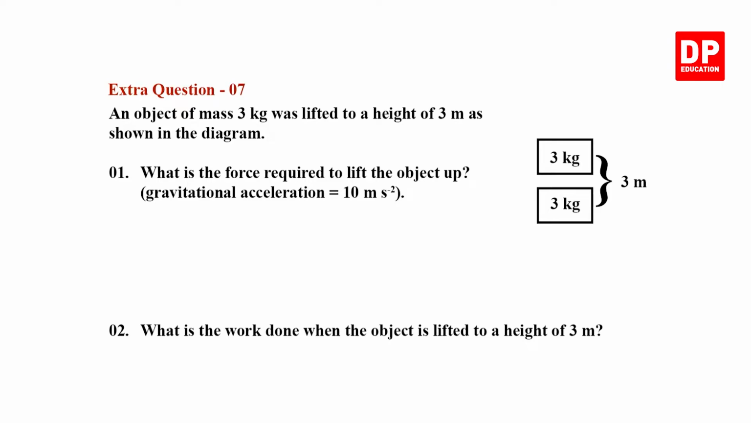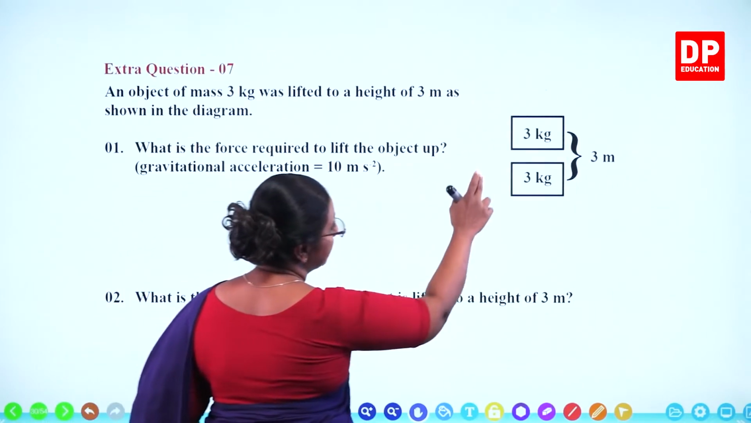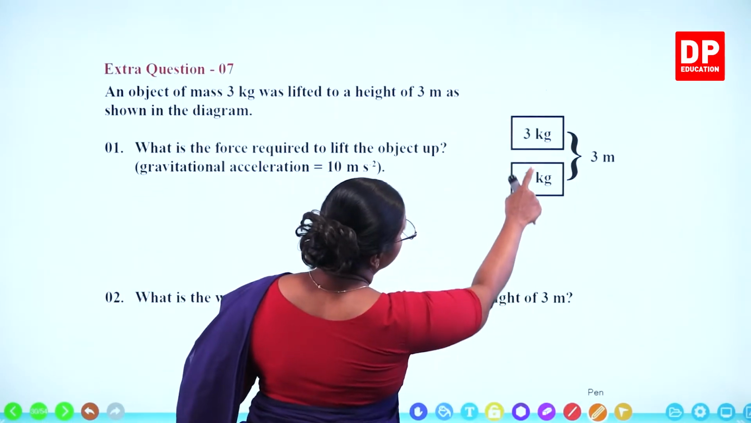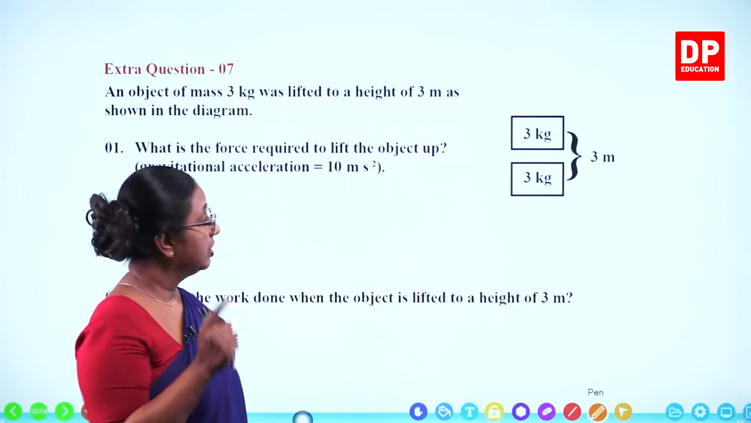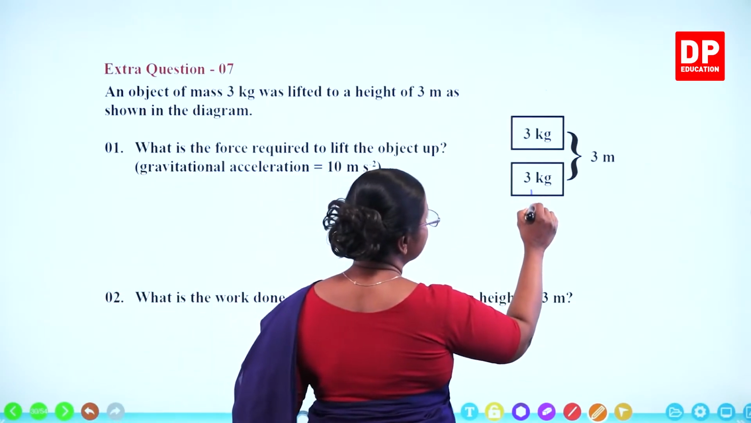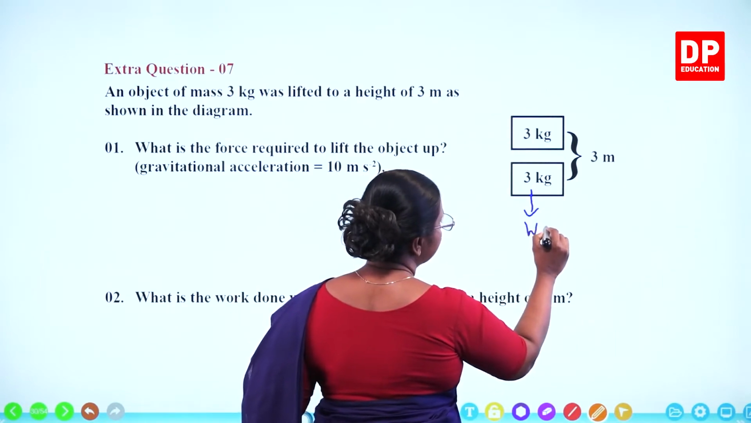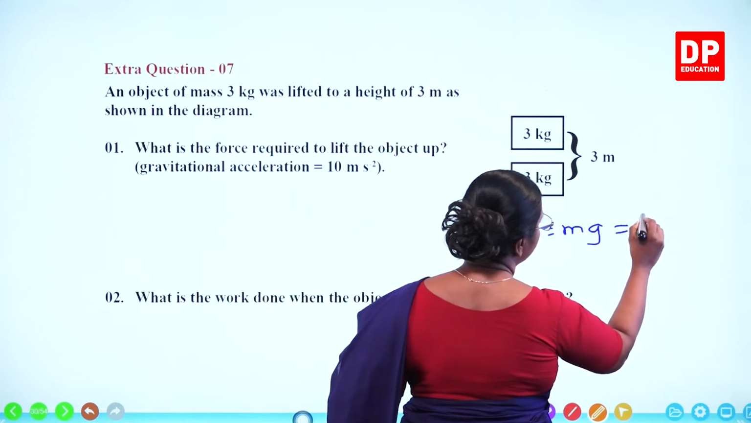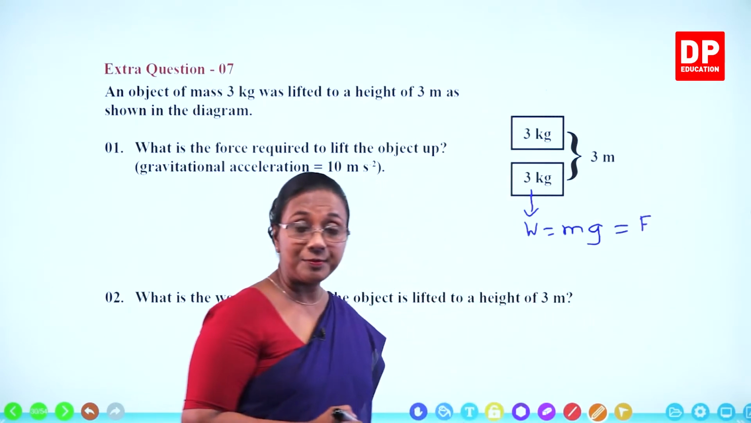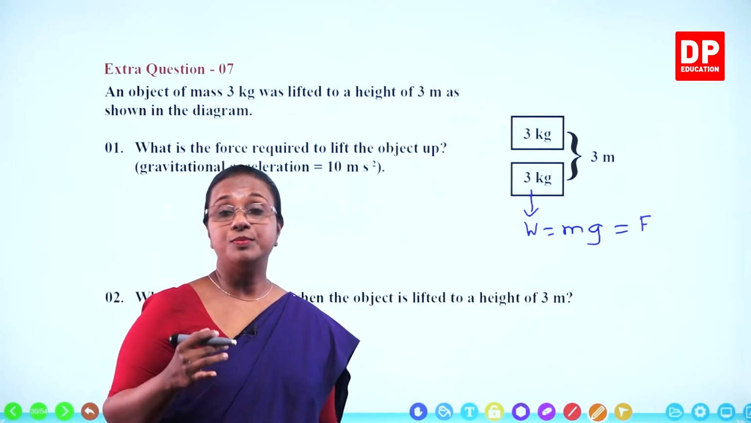Extra question 7. An object of mass 3 kg was lifted to a height of 3 meters as shown in the diagram. So there you can see this diagram. 3 kilogram goes to a 3 meter height. So you all know the weight is acting downwards. That is going to be mg. And that is the force that is needed to be applied in order to lift the object up.